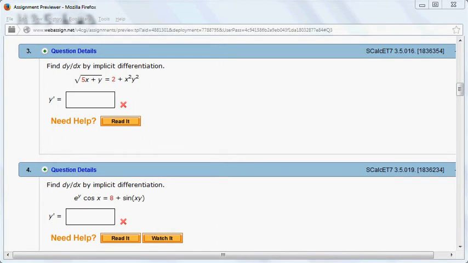Okay, let's look at homework 3.5, 3.6, problem number 3. So we have this implicit equation given, and we have to take the derivative to find y prime, or dy over dx. So let's do that.